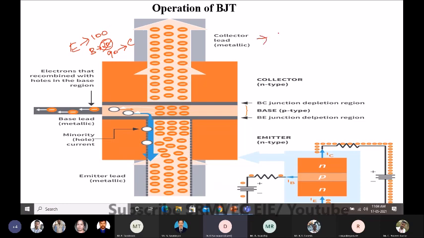Only the movement of charge carriers is what we call current, and so your BJT is called a current controlled BJT.